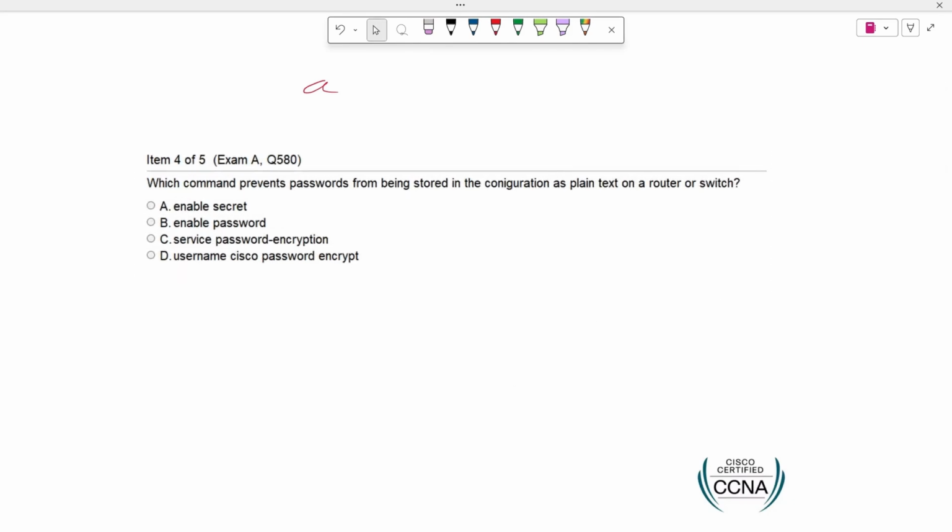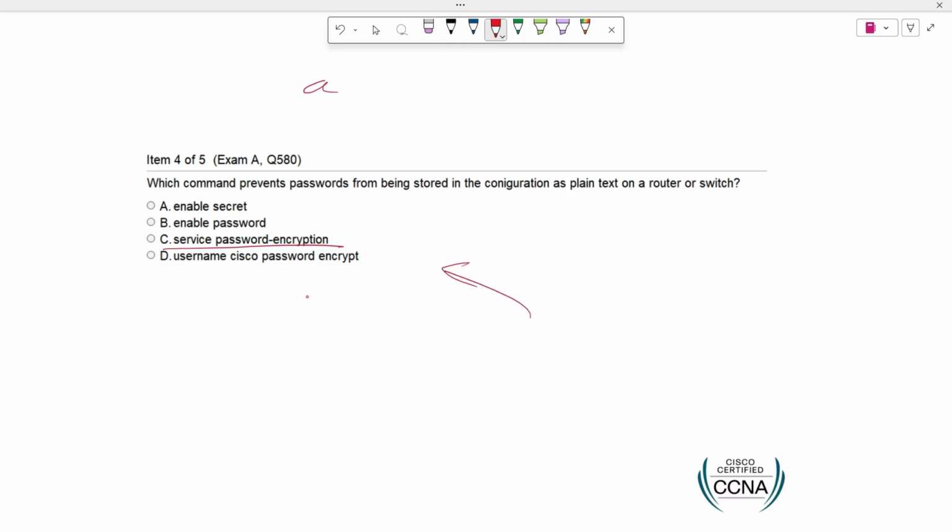For question 4, this one is basically a freebie. It asks which command, these commands are all fixed, right? Which command can prevent passwords from being displayed in plain text when configured on a router or switch? That would be to display them as ciphertext, right? It's to prevent third parties from seeing them.